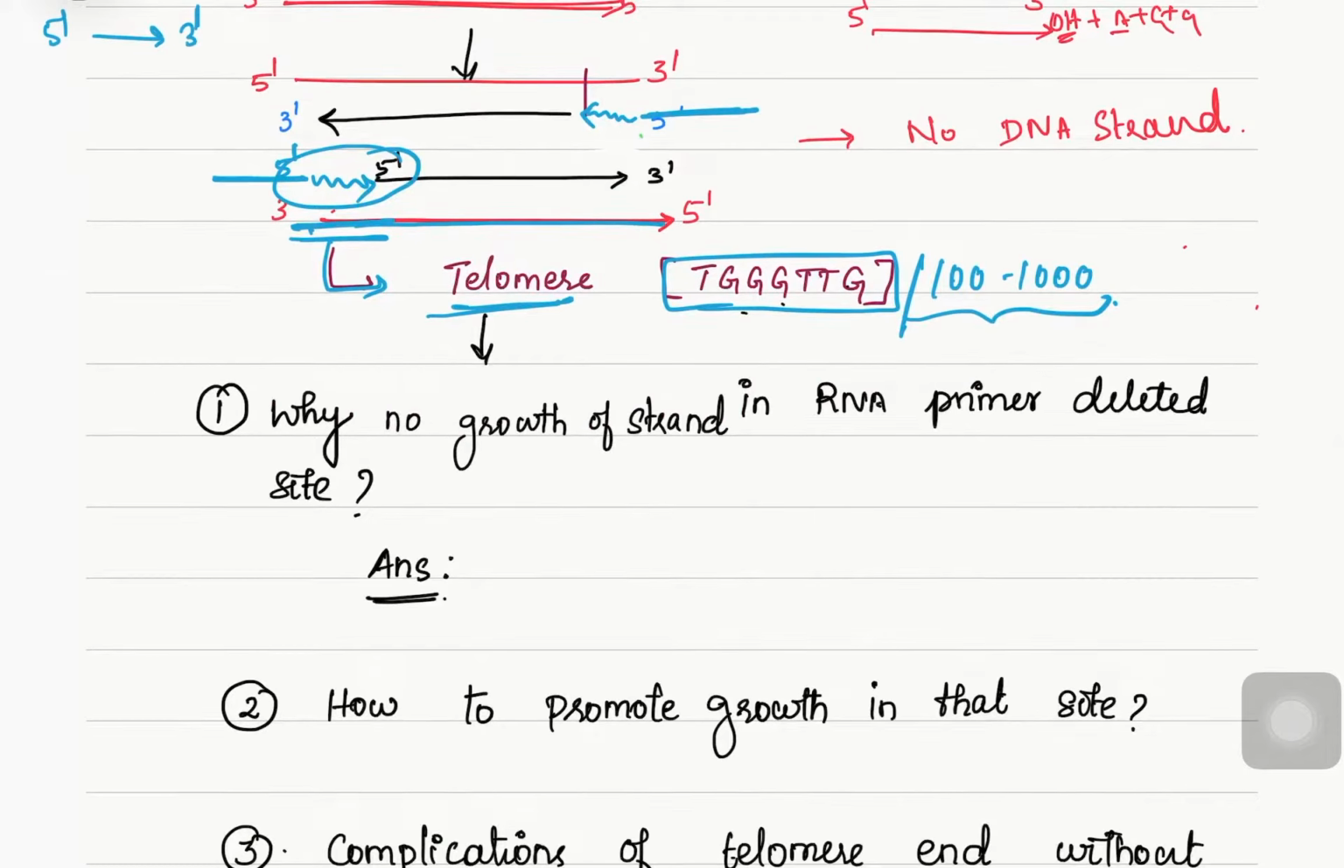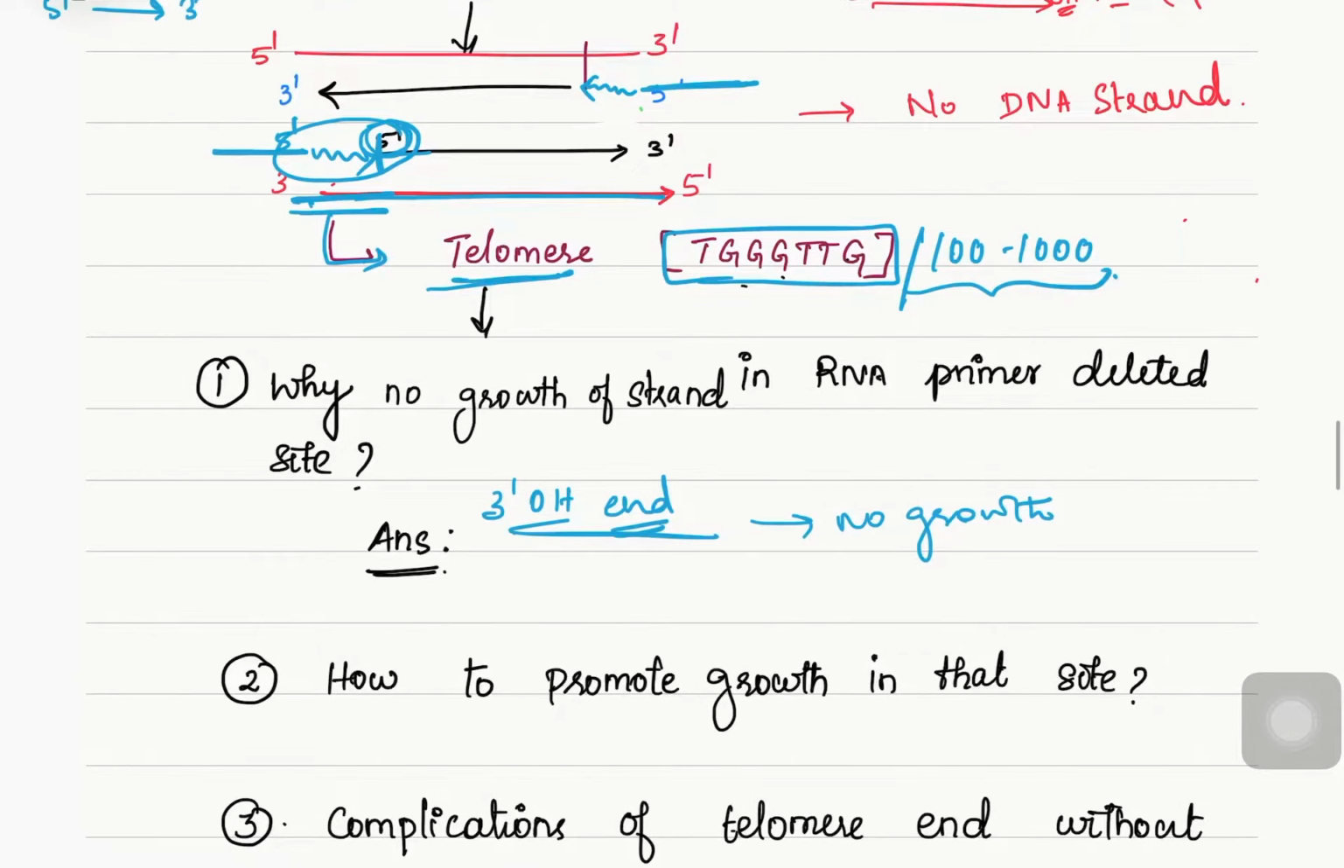So let us see an answer for a few questions. Why won't there be any growth of strand at the RNA primer deleted site? Because as I already said, there should be a 3' hydroxyl end for a new strand to synthesize. But here the strand which has already been synthesized will have the 5' end. Hence it cannot grow towards the 5' end. It has to grow towards the 3' end from the 5' end. Since this is not there, there won't be any growth of strand at that site. Hence we need some external thing to initiate the synthesis, so that growth is promoted at that site.